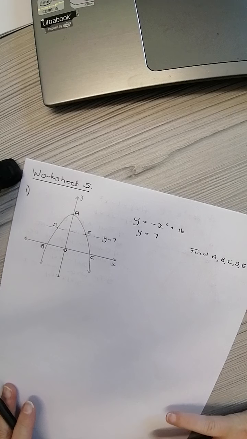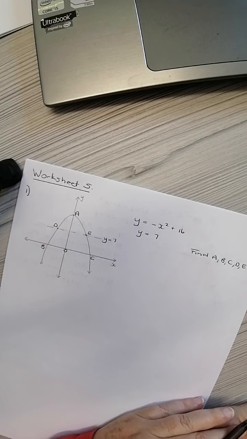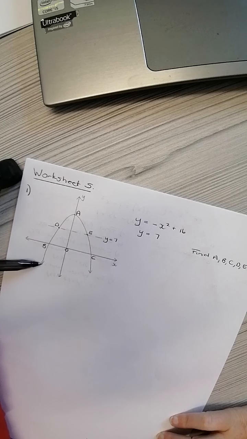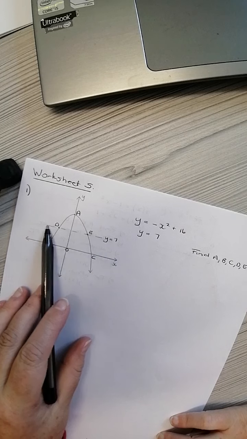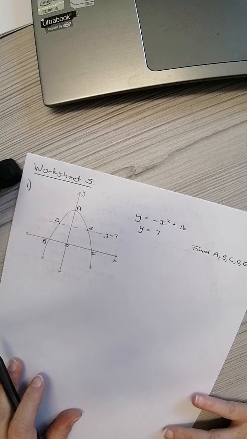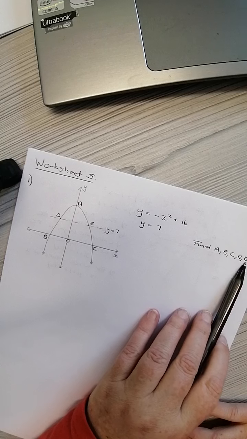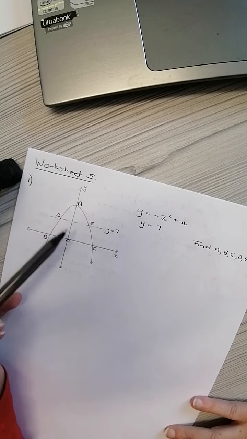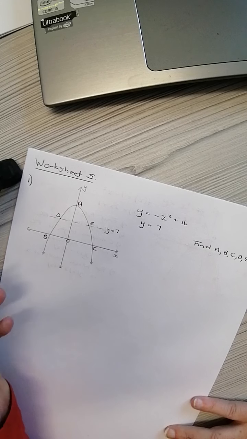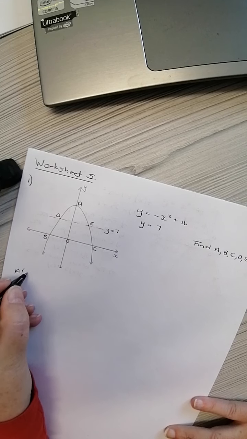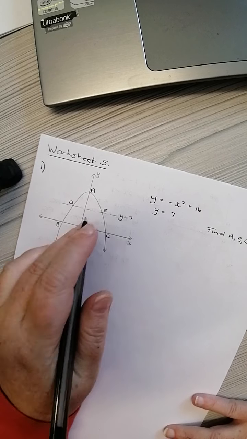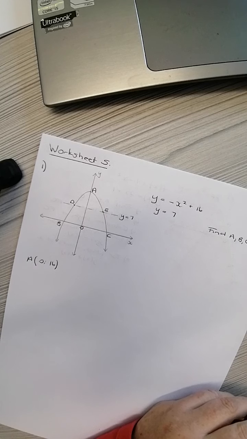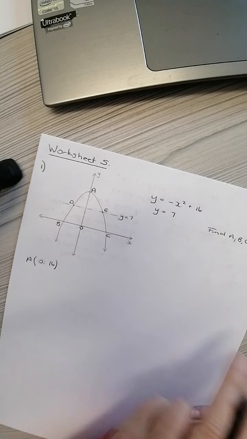I've already drawn the picture for you and written out what we have. We have a parabola, y equal to minus x squared plus 16, and the line y equal to 7. They are asking to find the coordinates of A, B, C, D, and E. A is our turning point of our parabola. We already know that A is (0, 16) at the top there. It's our y-intercept.